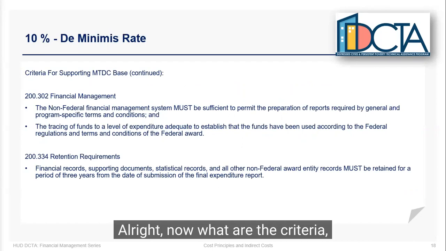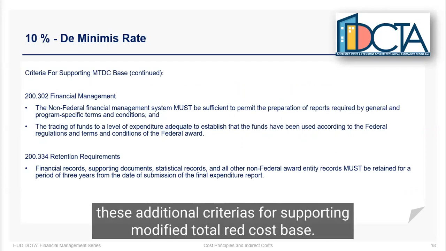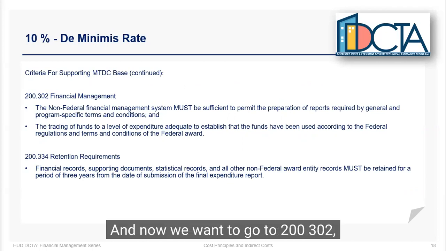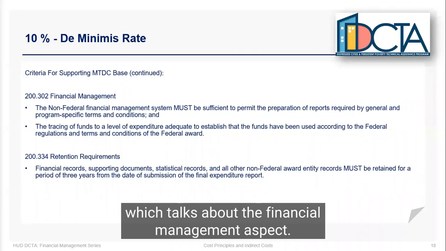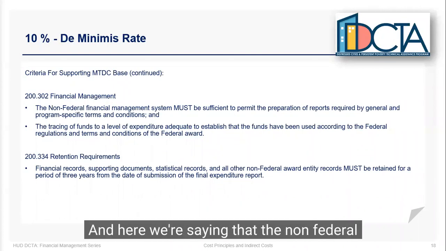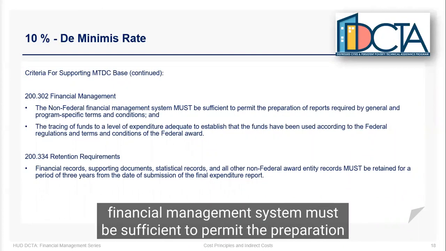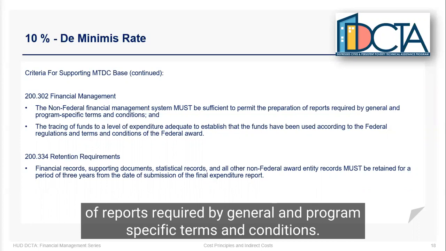All right. Now, what are the criteria? These are additional criteria for supporting modified total direct cost base. And now we want to go to 200.302, which talks about the financial management aspect. And here we're saying that the non-federal financial management system must be sufficient to permit the preparation of reports required by general and program specific terms and conditions.